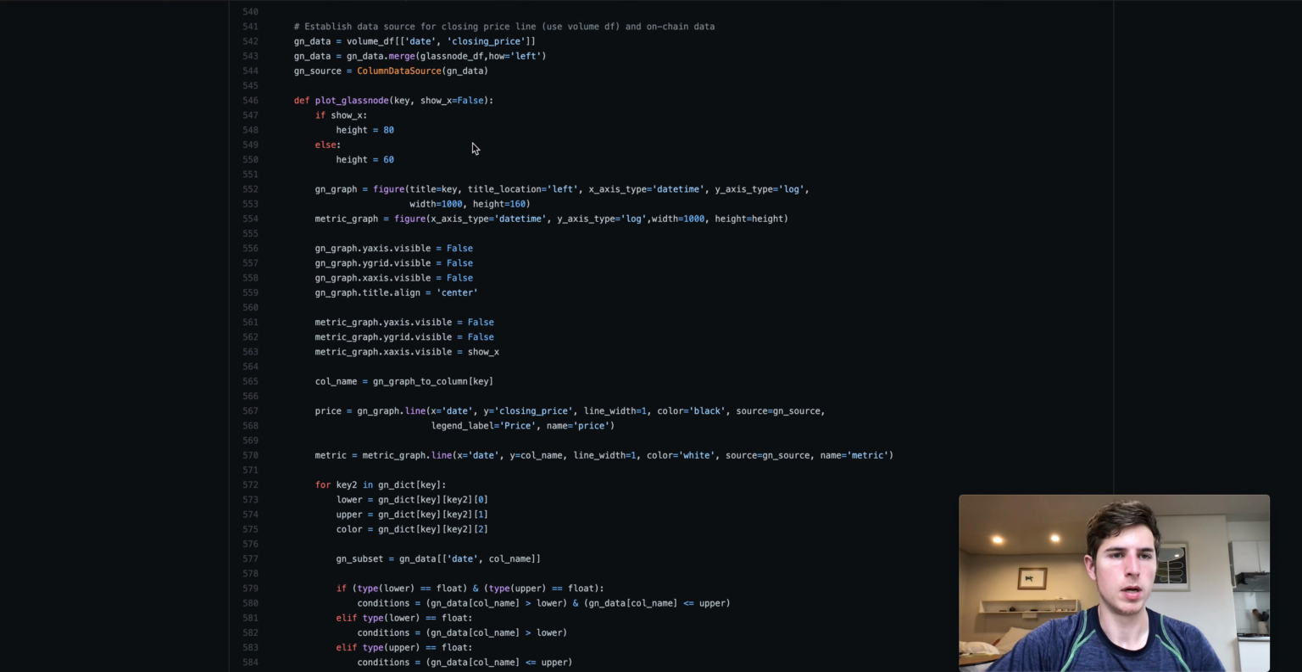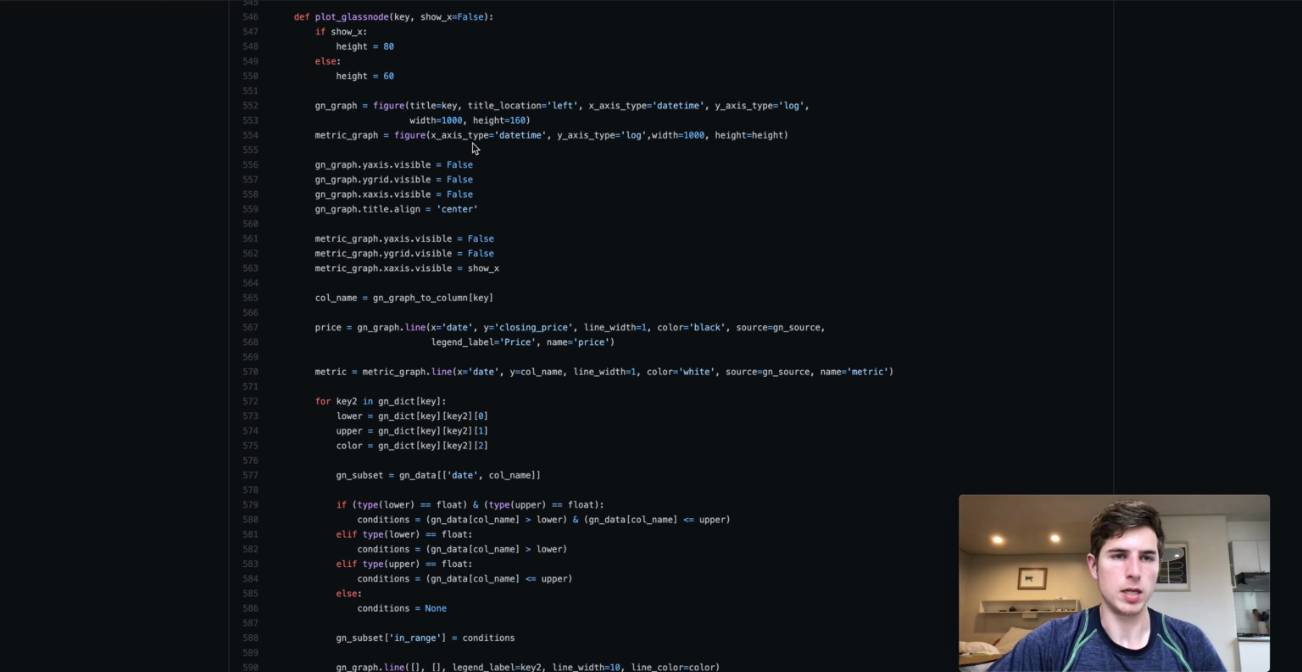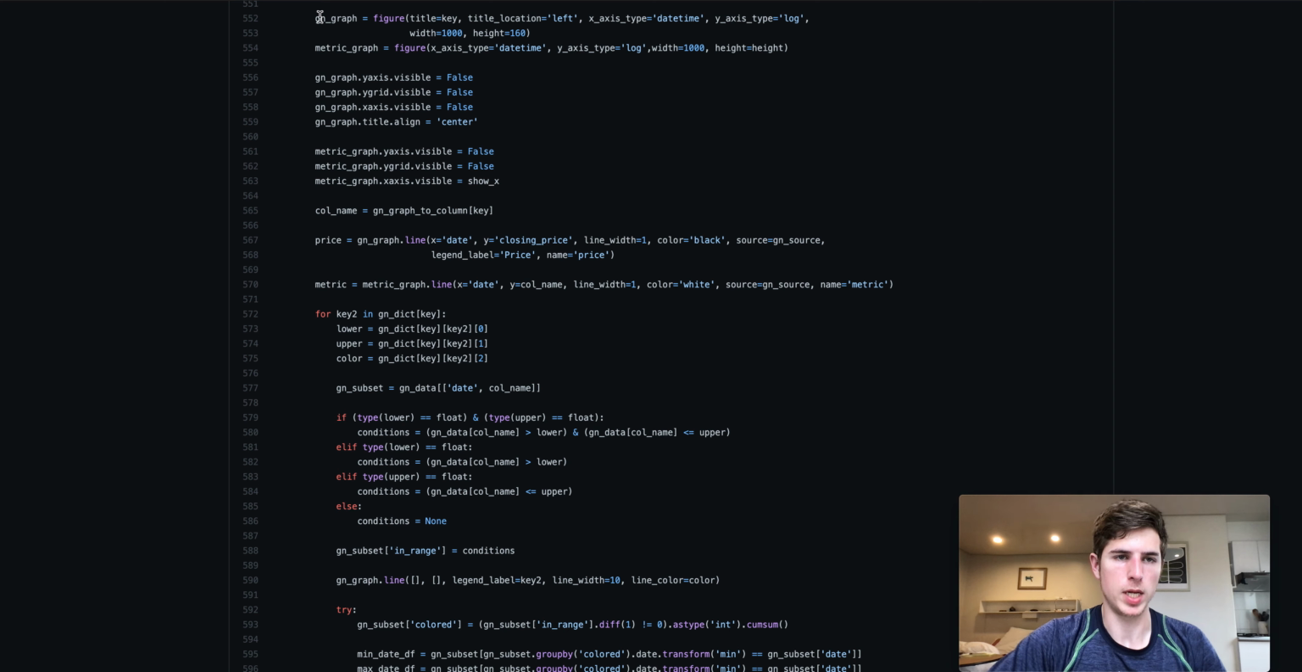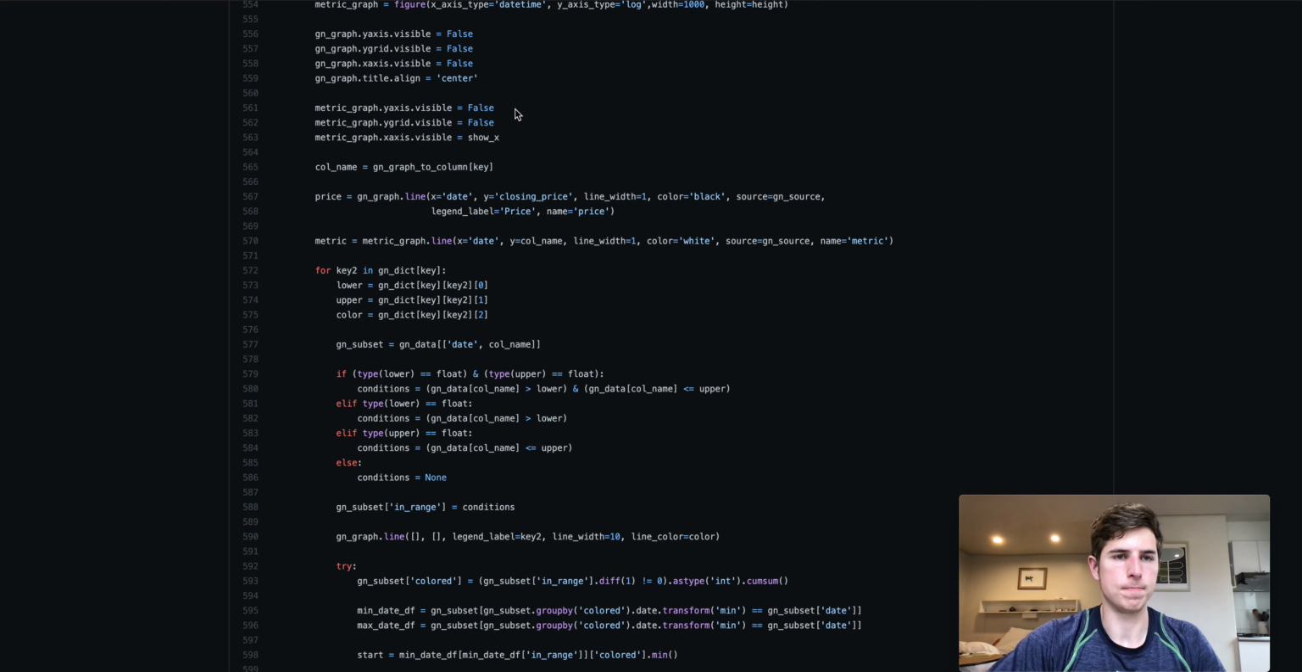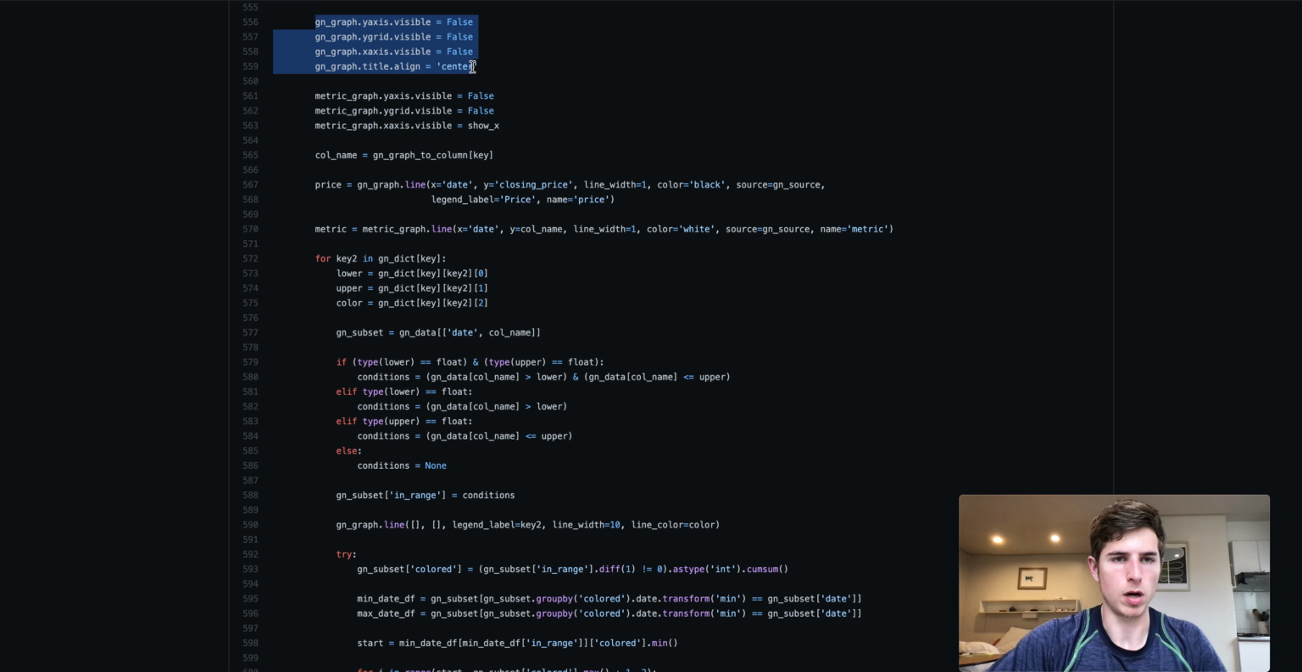We'll see why that becomes important. So what do we need to do? We need to plot the Glassnode information. So we need to set up a figure. We've got our graph. The figure is going to have a title, which we're going to have passed in using a dictionary. The location is going to be on the left. We're going to have a date time axis. It's going to be a log style y-axis with a specified height and width. And we're going to do some things to fix up how the graph looks in terms of the grid and the axes.